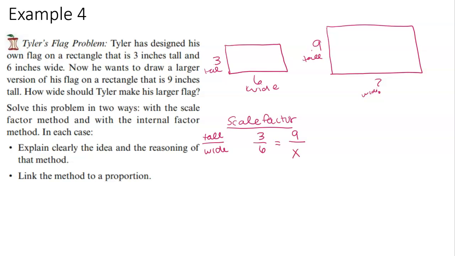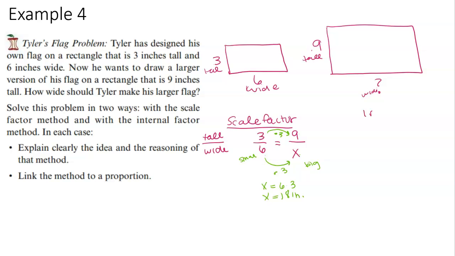Now the scale factor has us jump. Remember that this is our small, and this is our big. Our scale factor has us jump outside. So how do we get from 3 to 9? Well, we multiply by 3. And how do we get from 6 to x? We're going to do the same thing. So that means x equals 6 times 3, or x equals 18 inches.